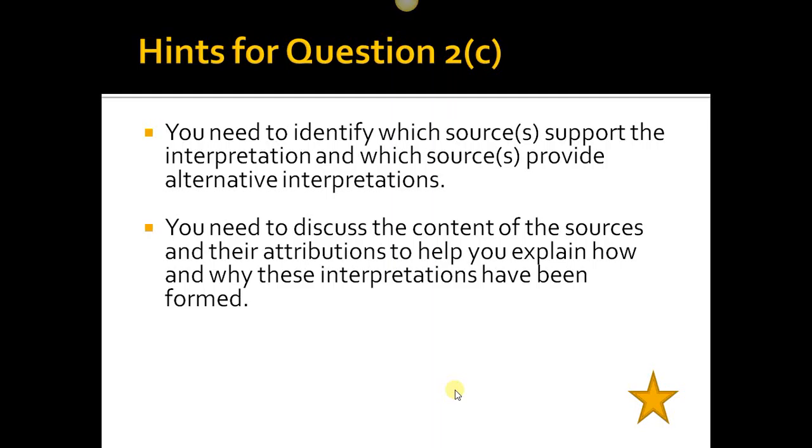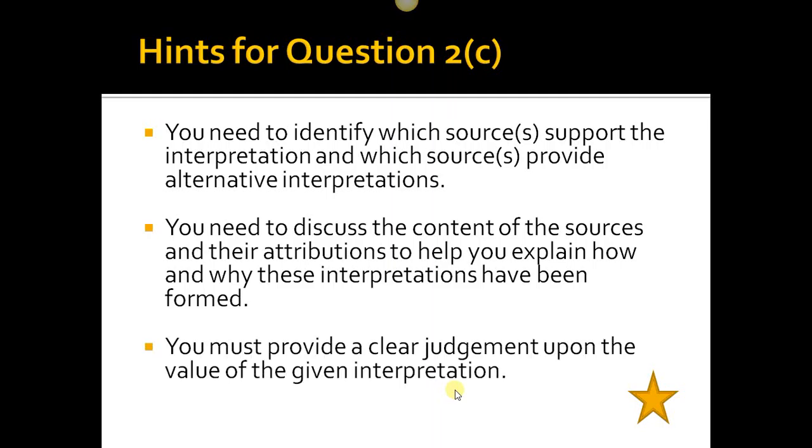So, the final bit of advice or hint I'm going to give you is you must provide at the end a clear judgment upon the value of the given interpretation. Okay, so again, come down and say, I do not agree with the interpretation that has been given, or I agree with a different interpretation, but make sure that you say that you are giving a judgment and be clear about that. And you should be fine, okay?